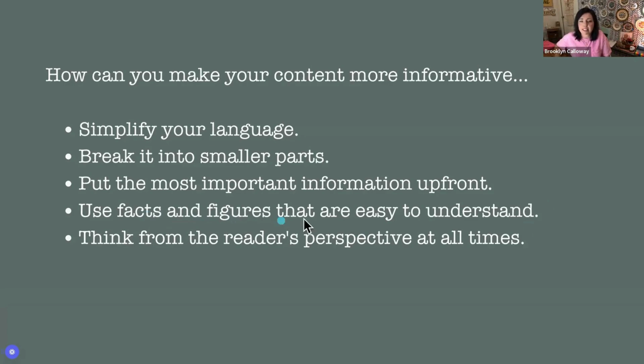Use facts and figures that are easy to understand. For instance, insights, when we talk about the insights that we get our clients, we just basically say 1,000% uptick instead of 1,134% increase in their reach. That's too complicated. Think from the reader's perspective at all times.